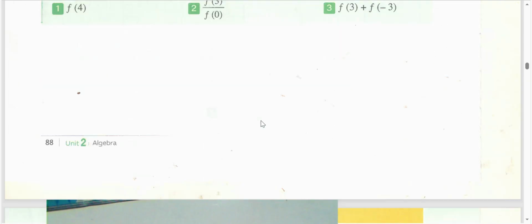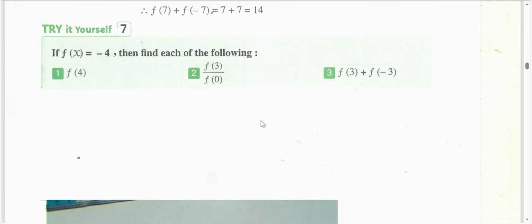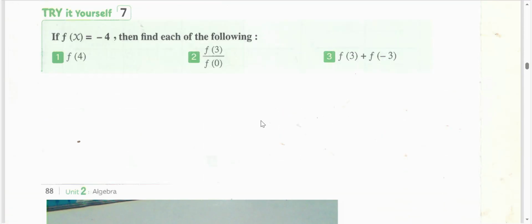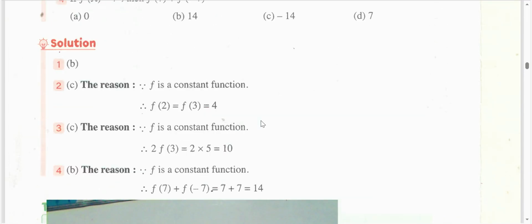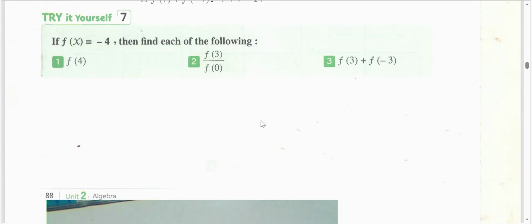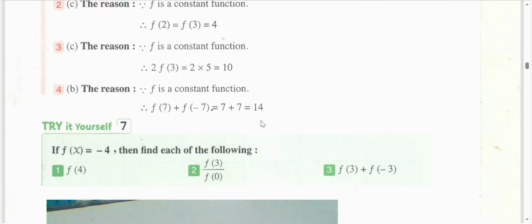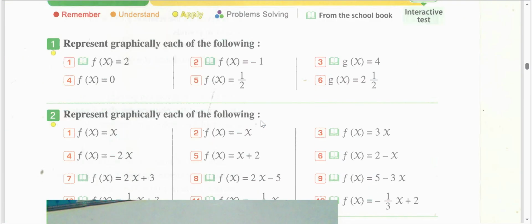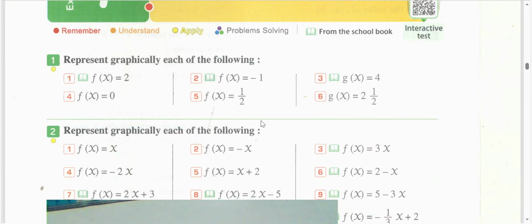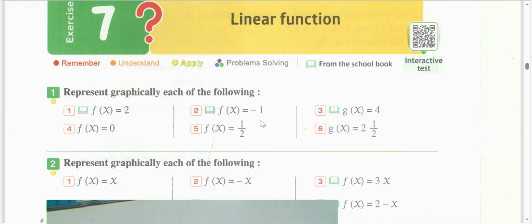Look with me at self number 7. I solved this question now. It is the same question as in this paper again. Okay. Now we will solve questions from the book.